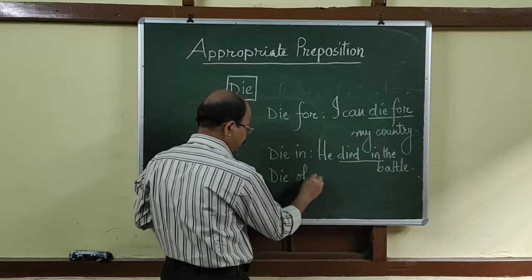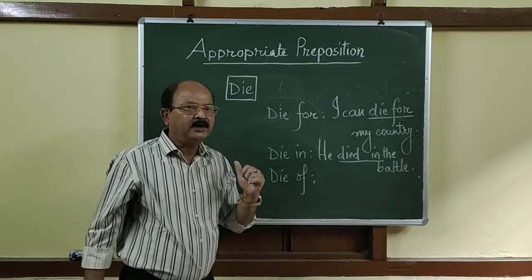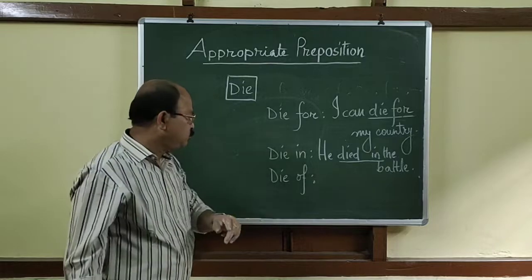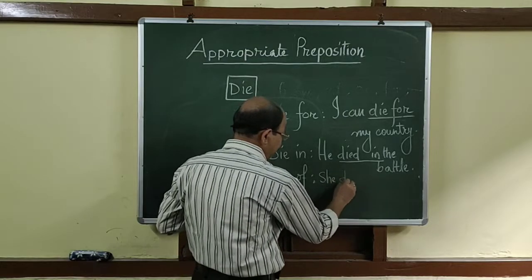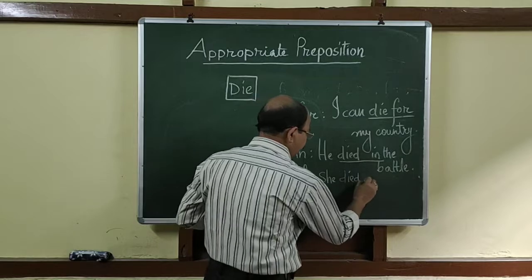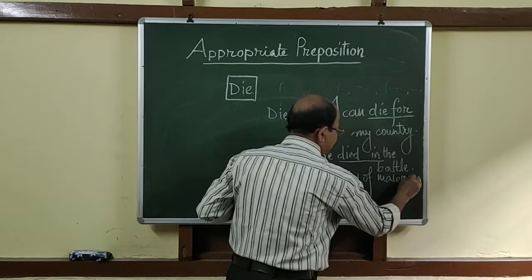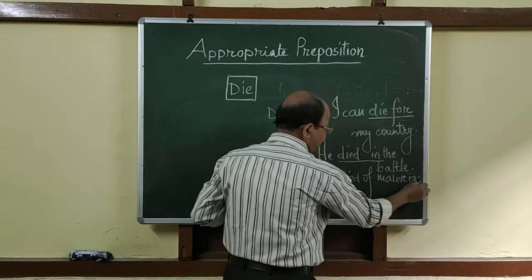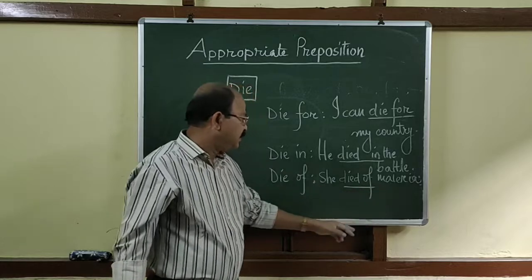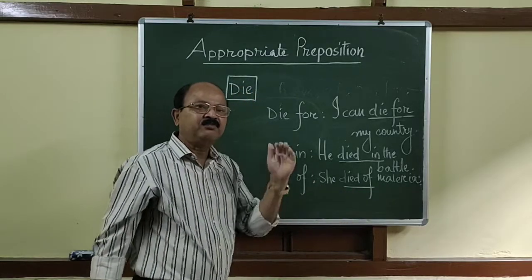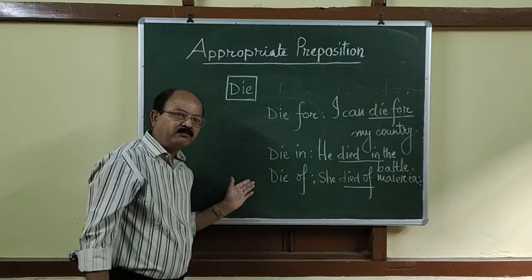Die of. It is particularly used in case of death occurred due to diseases, like she died of malaria. She died of malaria. That means malaria is a disease, and death caused in a disease must be expressed in the form of preposition of after the form of die.